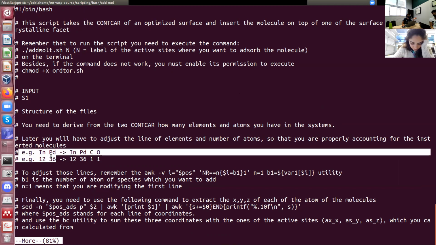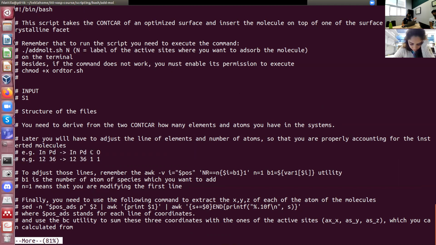This is your preliminary concar where you just have indium and palladium, but now you also want to insert carbon monoxide, so CO 1 1, okay? Then here it is giving you a hint on how to adjust this value. You can use this utility, which allows you to add either a symbol or a number in a given line. And you already used it in the first script you did. You may not have understood that, but you used this command. So you need to go back to that command, understand how you used it, and then implement it also here.